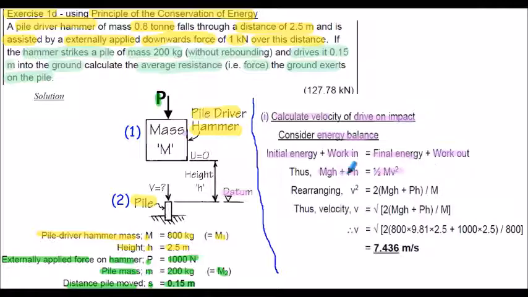So in this equation, we know all the terms except for the v, the velocity on impact, so we can rearrange the equation and multiply both sides by 2, divide both sides by m. We can find v squared, and then square rooting both sides, we can find v. Inserting the appropriate values into this equation and square rooting, we find that the velocity on impact is 7.436 meters per second.